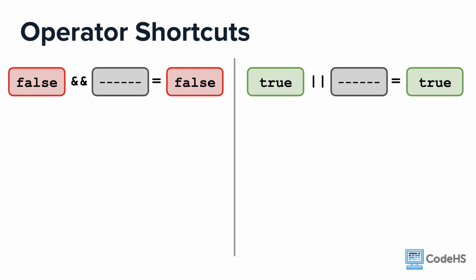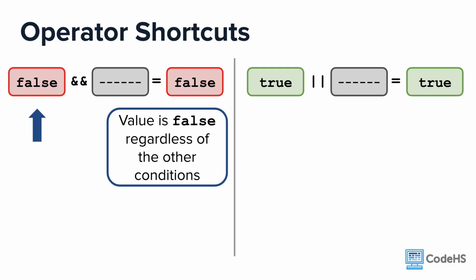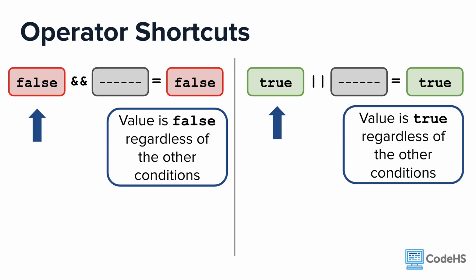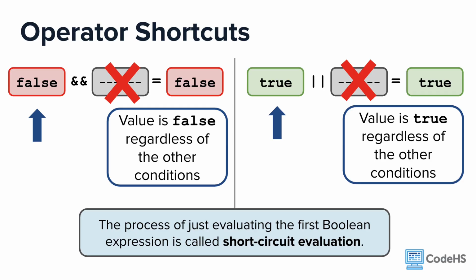In other words, with the AND operator, if the first value of the Boolean expression is false, the overall value is false regardless of other conditions. Similarly, for the OR operator, if the first value is true, then the value is true regardless of the other conditions. So, to be efficient, Java will stop checking conditions and not evaluate the second condition when it already knows how the compound expression will evaluate. The process of just evaluating the first Boolean expression is called short-circuit evaluation.